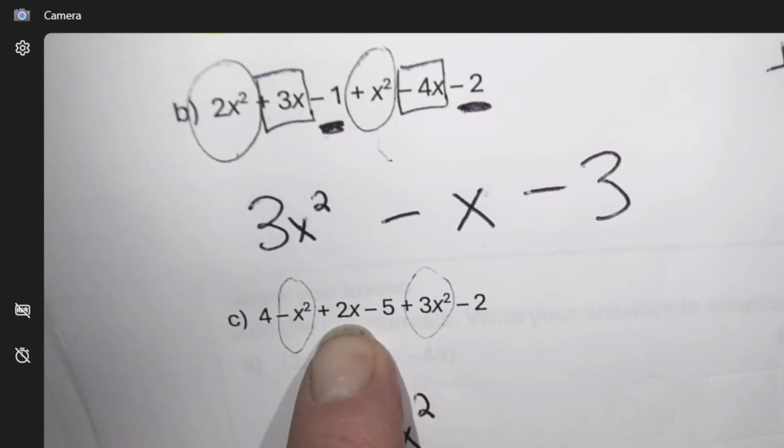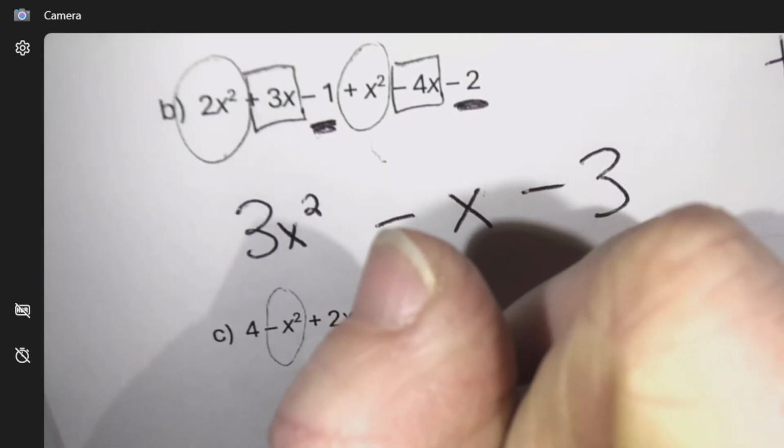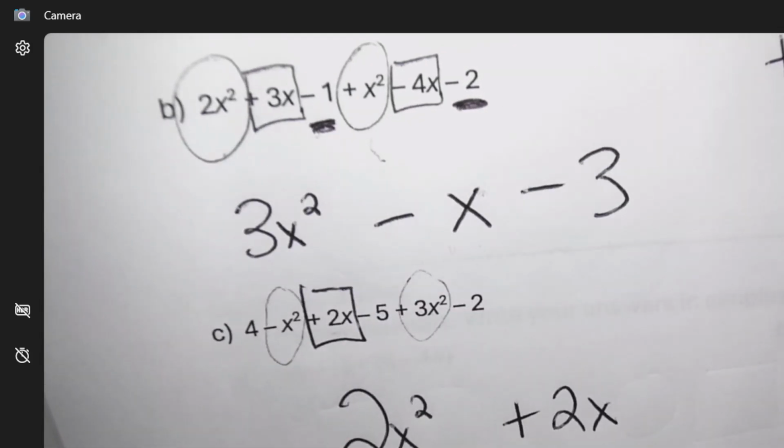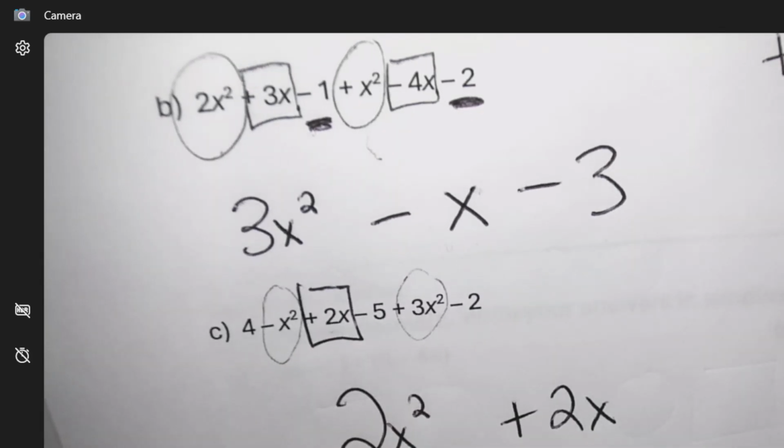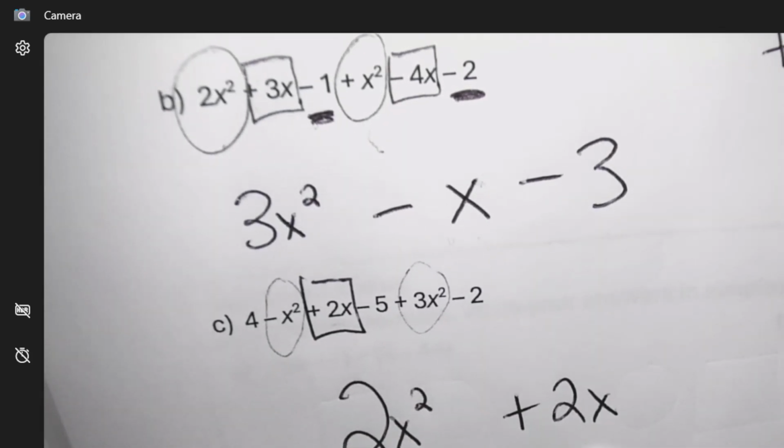I'm going to look at this one next. 2x. I don't see anything else. There's nothing else that looks like 2x. So negative x squared plus 3x squared. 2x has nothing to go with it. It's just got to be left alone. So I write it down.